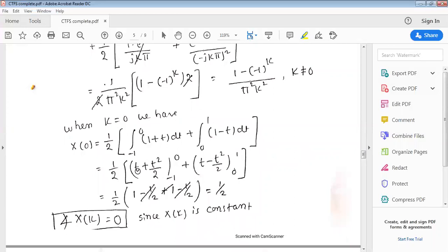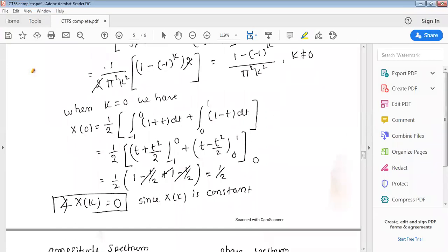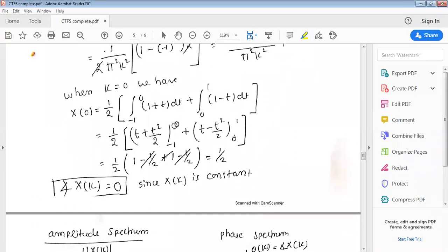Integral of 1 is t. Integral of t is t square by 2 from the limits minus 1 to 0. Plus integral of 1 is t. Integral of t is minus t square by 2 from 0 to 1. Okay. So put the limit 0. Both the functions will give you 0. Minus, put the limit minus 1. Minus of minus is plus 1. Minus 1 by 2. So t square is minus 1 whole square, that is plus 1 by 2. But minus sign is already there. Therefore, I have minus 1 by 2.